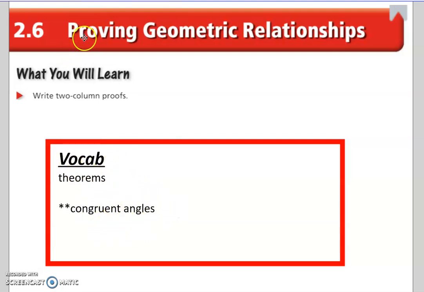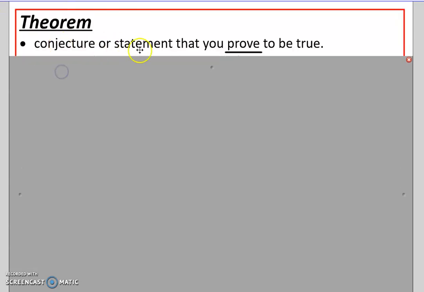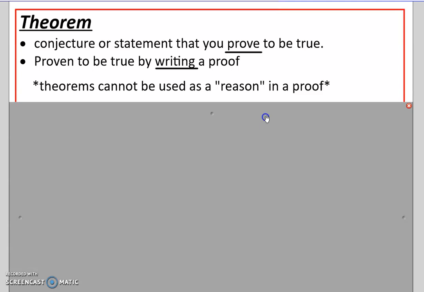Okay, so oh boy, what the heck is a theorem? Let's talk about that first. So a theorem is a conjecture or statement that you prove to be true. Remember, after we have observed and we see patterns, that's when we make a conjecture. We need to then prove it, okay? So something that we prove is true. We don't just prove it for fun. We have to actually prove it's true. And we prove it to be true by writing a proof, okay? And that's how we prove theorems. You have to write a proof.